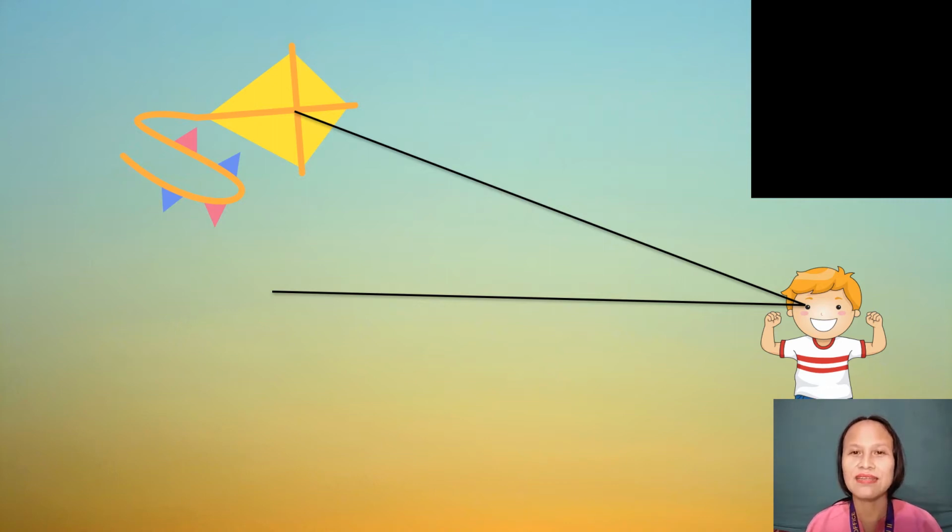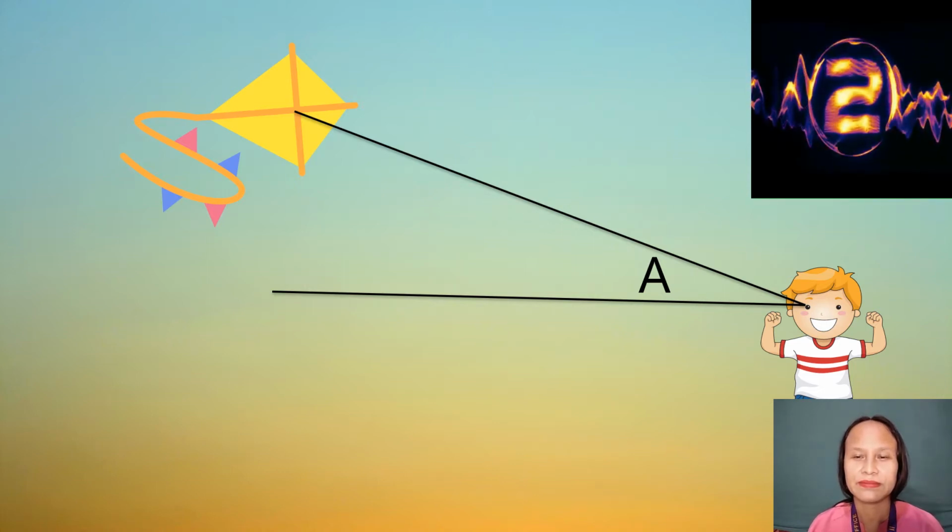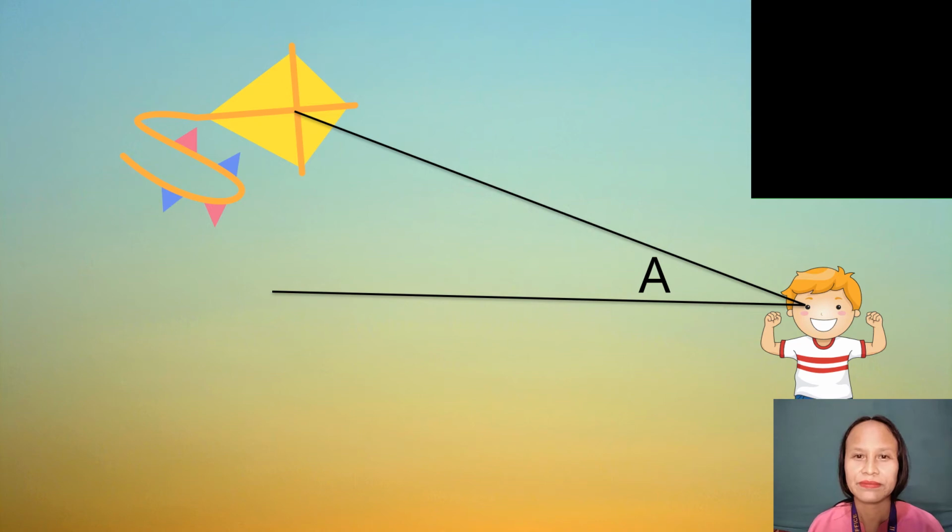So ready? This is the first item or illustration. What angle is formed from this illustration? Or what is angle A? Go. 5, 4, 3, 2, 1. Okay, time is up.